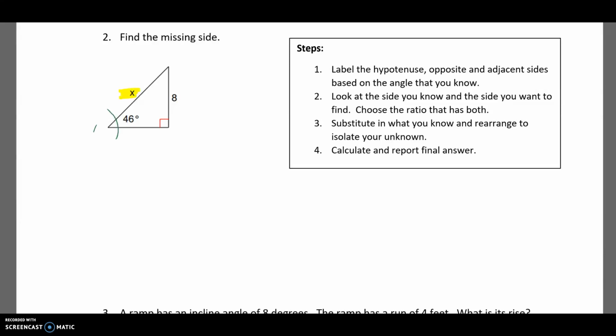We know this angle, again, we can call it A for reference, is 46 degrees, and I can label my triangle. This is my opposite side. Across from the 90 degree is the hypotenuse, and that's the side I'm trying to find this time. And beside angle A is my adjacent side. I'm going to look at what I know and what I'm trying to find out. I know the measurement for my opposite side, and I'm trying to find the hypotenuse.